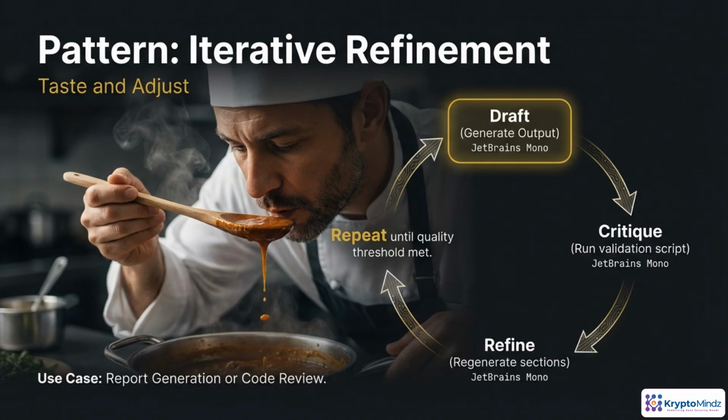Another pattern is iterative refinement, treating your skill like a recipe you never serve on the first attempt. Start by generating a complete draft report or code review. Don't worry about perfection yet, you just want something representative. Next, critique that draft systematically.